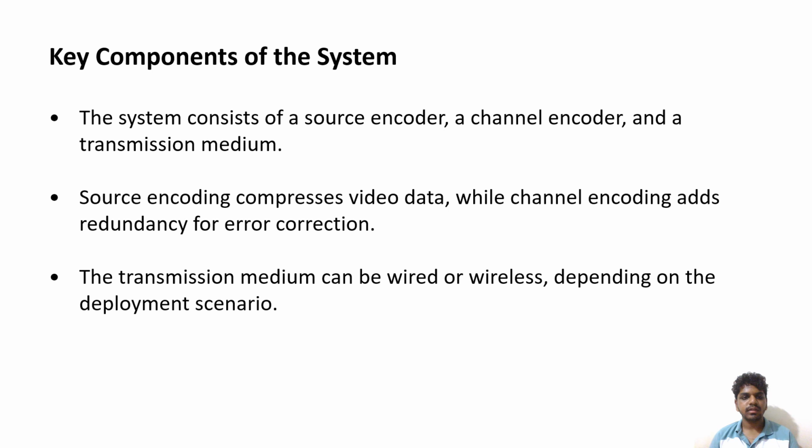Key components of the system. The system consists of a source encoder, a channel encoder, and a transmission medium. Source encoding compresses video data, while channel encoding adds redundancy for error correction. The transmission medium can be wired or wireless depending on the deployment scenario.